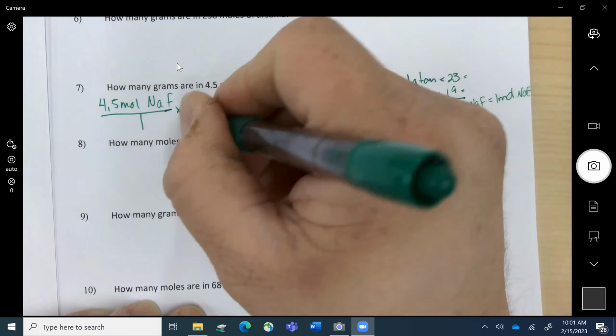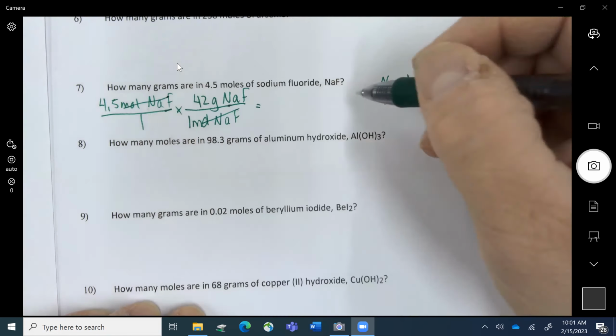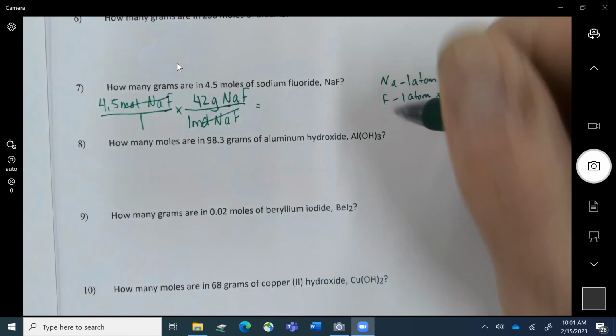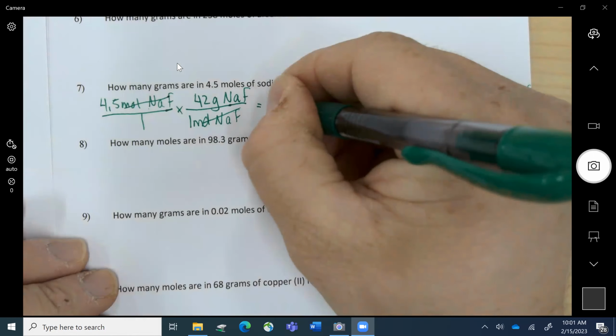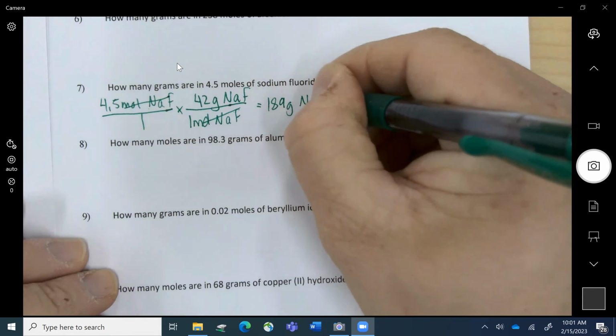So you see what was different about this one, right? We had to go find the molar mass first before we were able to do it. So 4.5 times 42, 189 grams of NaF.